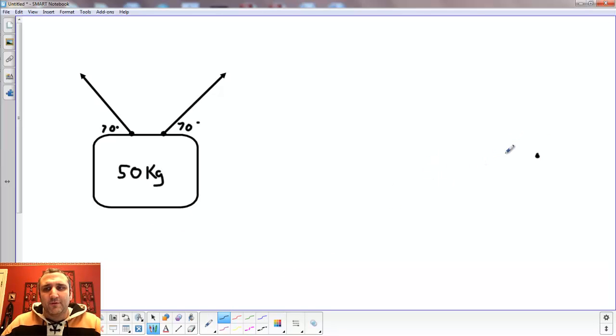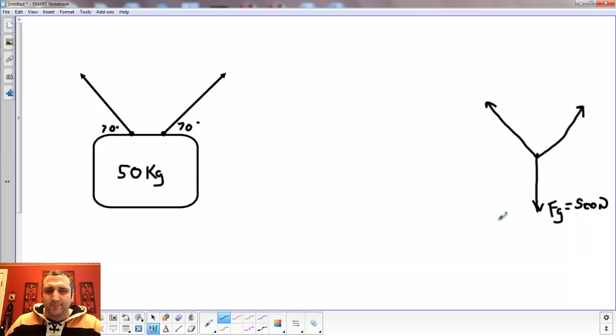Let's identify all the forces. Don't worry about the numbers yet. So if we got 50 kilograms going down, that's going to be an FG. And we're going to have 2 tension forces. And we know that those tension forces are at 70 degrees. So the only number we know here besides the 70 degrees is 50 kilograms, which is going to make the gravitational force 500 newtons.